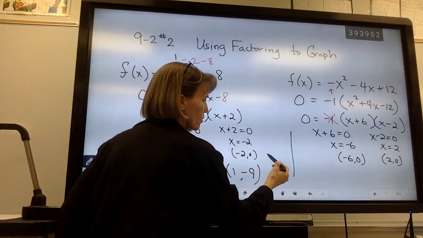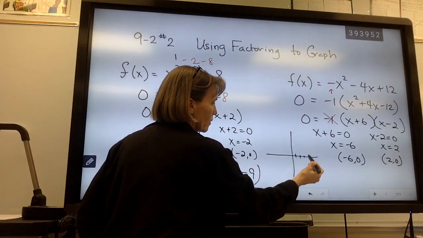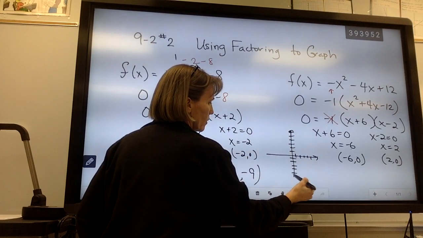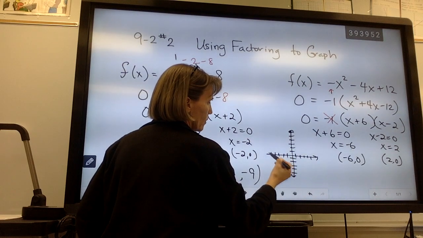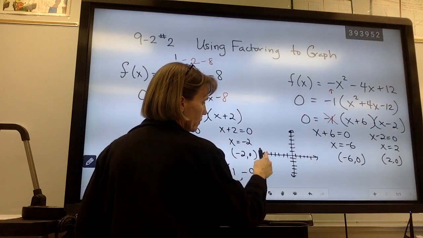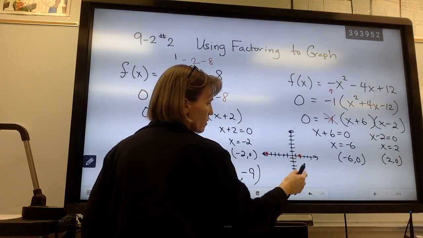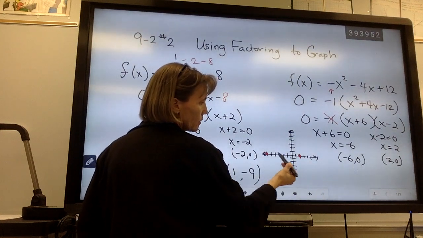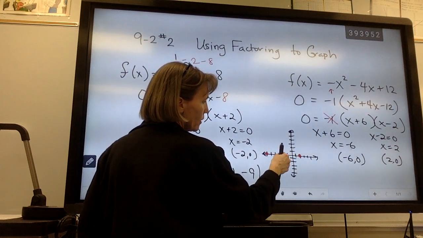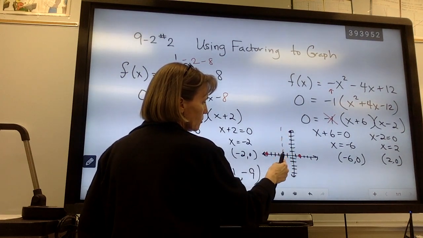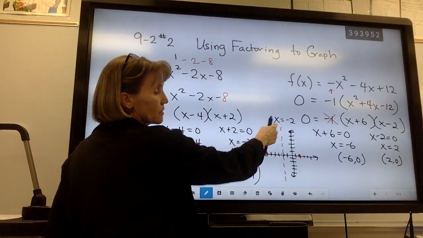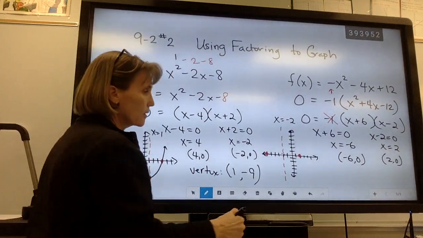So if I'm going to put those on a graph, okay, negative 6, 0 would be out here, and 2, 0 would be there. Now there's a total of 8 spaces in between those 2 points, so if I go halfway between, that would be 4. 1, 2, 3, 4. This is where my axis of symmetry would be. That's at x equals negative 2.